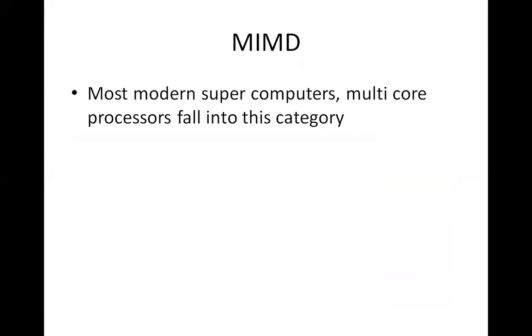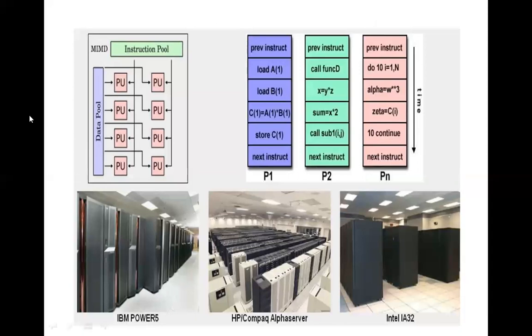Okay, and most modern supercomputers and multi-core processors fall into this category. Here multiple instructions and multiple data are also available. Okay, so instructions and every processing element will be here. Okay, there is a data pool, multiple instructions, multiple data also. Look here, every processor is doing its own instructions, with its own data also. P2 is processing this differently, and Pn is processing its own instructions on its own data. Each and every processor will be processing. Okay, so this is called multiple.